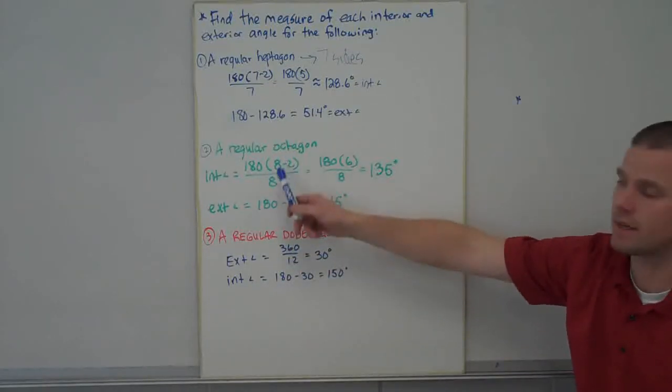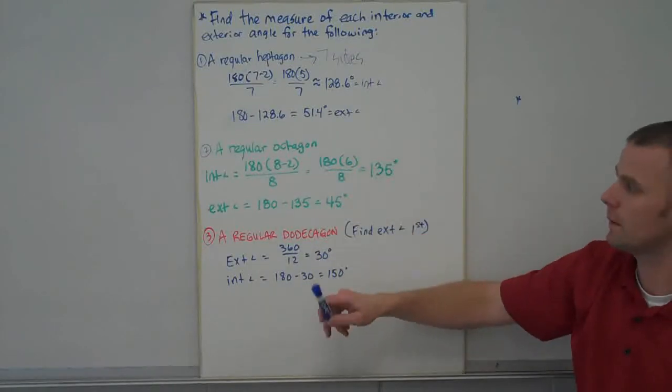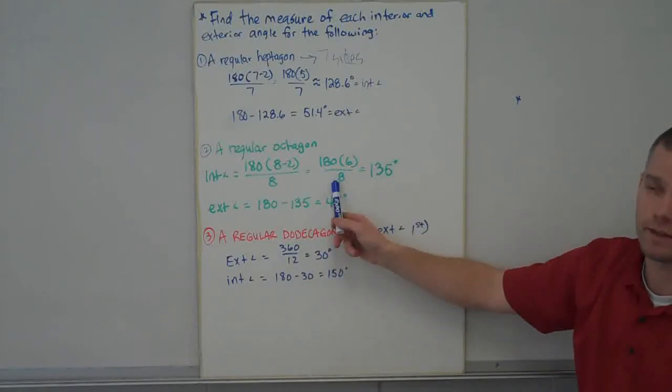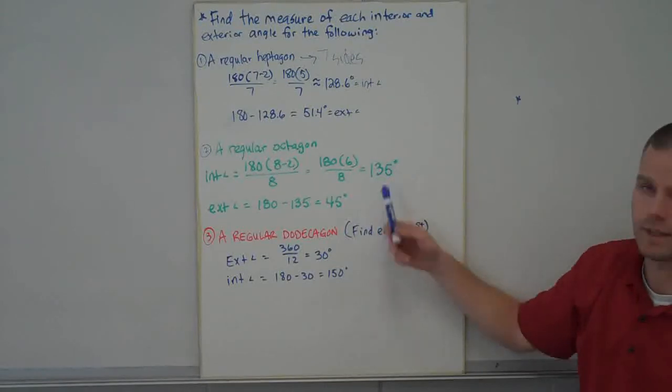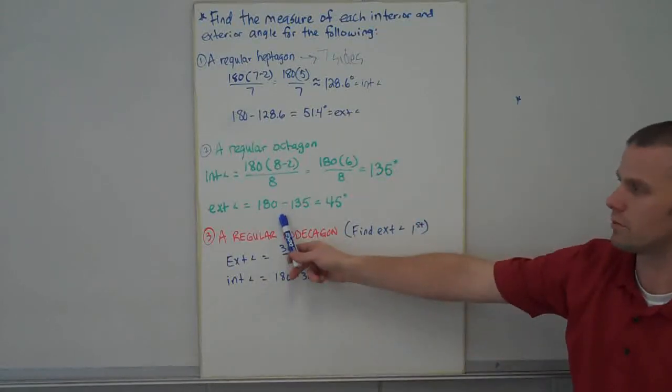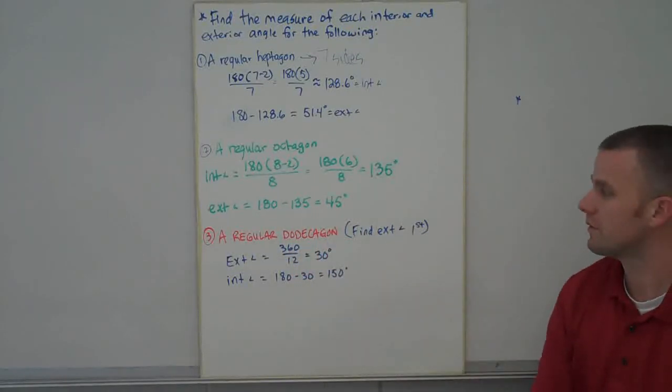But again, octagon, 8 sides, substitute in. 8 minus 2 is 6, multiply that by the 180. So then I want to divide by 8 at the end. I get 135 degrees for my interior angle. To get the exterior angle, just subtract from 180 because they should be supplementary, and you come out with 45 degrees.